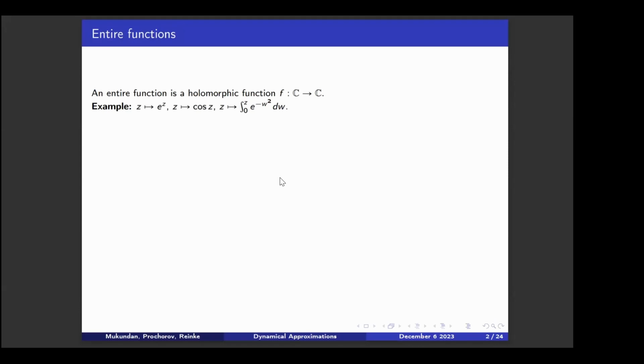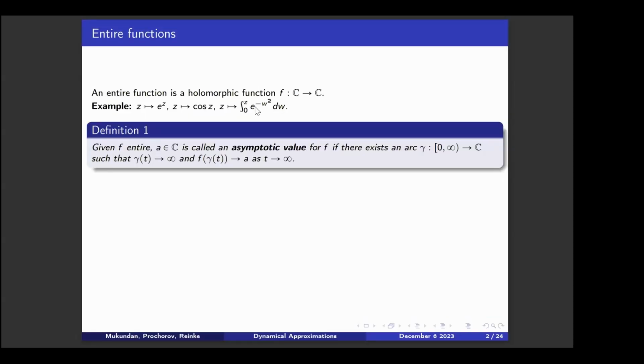Okay, so let's start with some really basic stuff. What is an entire function? It's a holomorphic map from the plane to the plane. Some examples are z goes to e to the z, cosine z, or this last function where you're taking an integral over some exponential of a square type thing. The last function is called an error function.